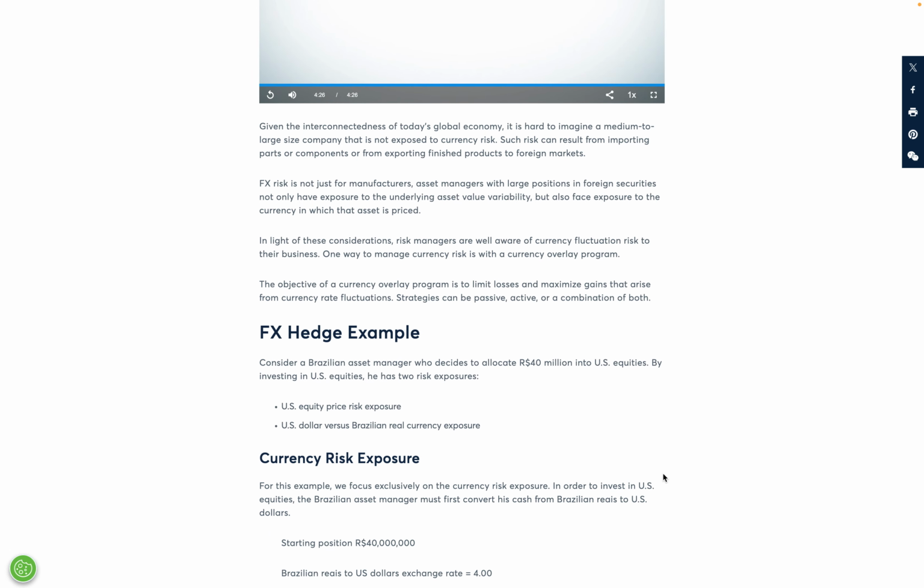Okay. FX hedge example. Consider a Brazilian asset manager who decides to allocate 40 million real into US equities. By investing in US equities, it has two risk exposures: the US equity risk exposure and the US dollar versus Brazilian real exposure. Okay, this makes sense now. So if he's buying 40 million real worth of equities, worth of Nasdaq, he has exposure to Nasdaq and he has exposure from the Brazilian currency to the US dollar.